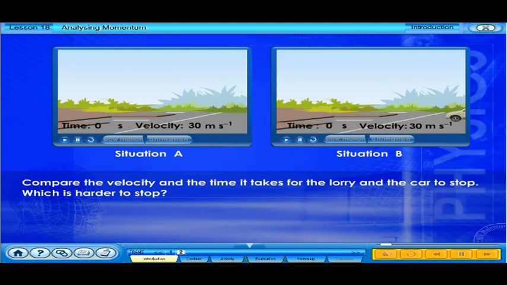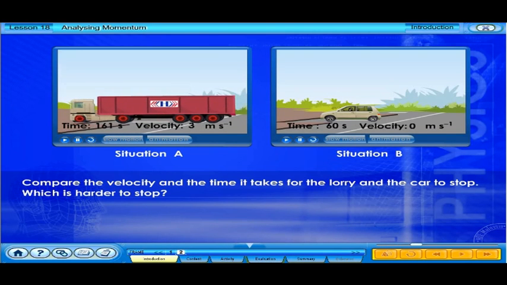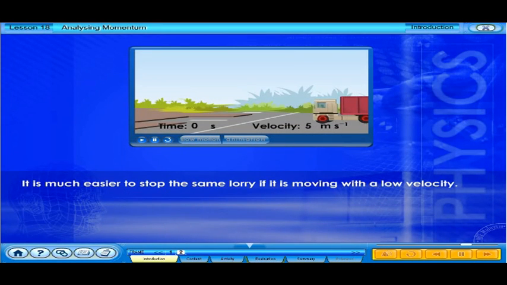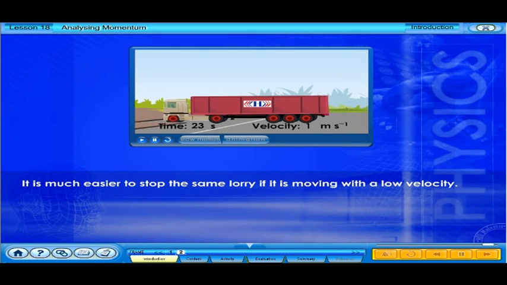Compare the velocity and the time it takes for the lorry and the car to stop. Which is harder to stop? From the same initial velocity, the lorry takes a longer time to brake, hence it is harder to stop than the car. It is much easier to stop the same lorry if it is moving with a low velocity. Why?